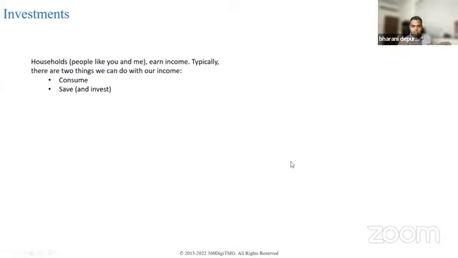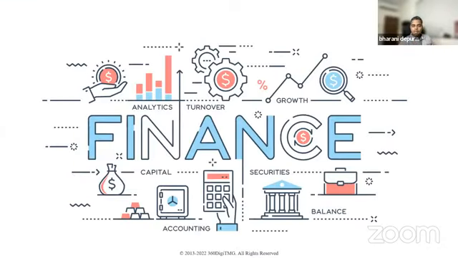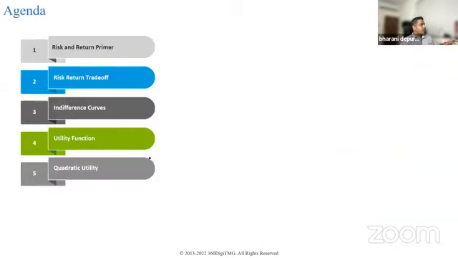Hello everyone, welcome to the session. In the previous module, we spoke about applications of financial analytics. Today we are going to take the discussion to the next level, and we are going to talk about the difference between risk-return premium, risk-return trade-off, indifference curves, utility function, quadratic utility, and so on and so forth.